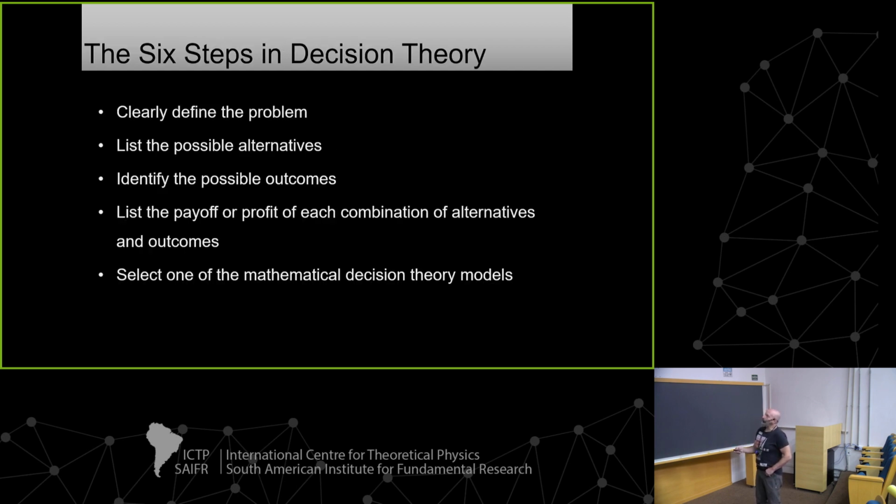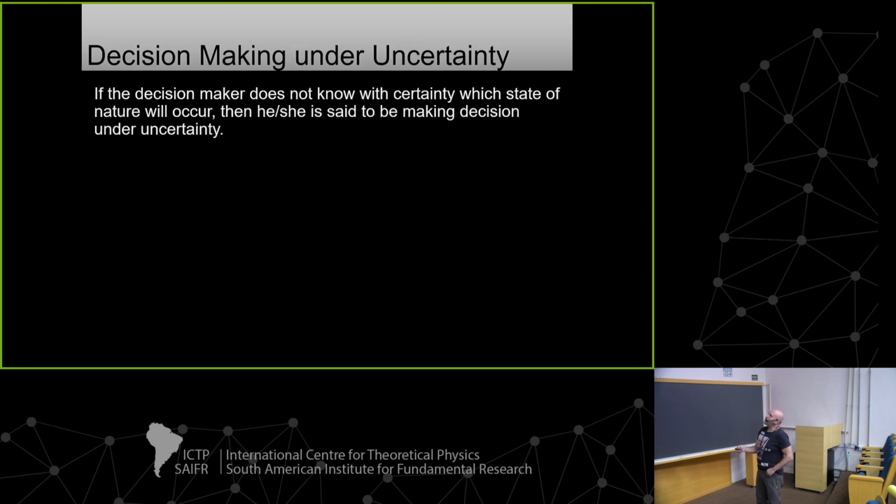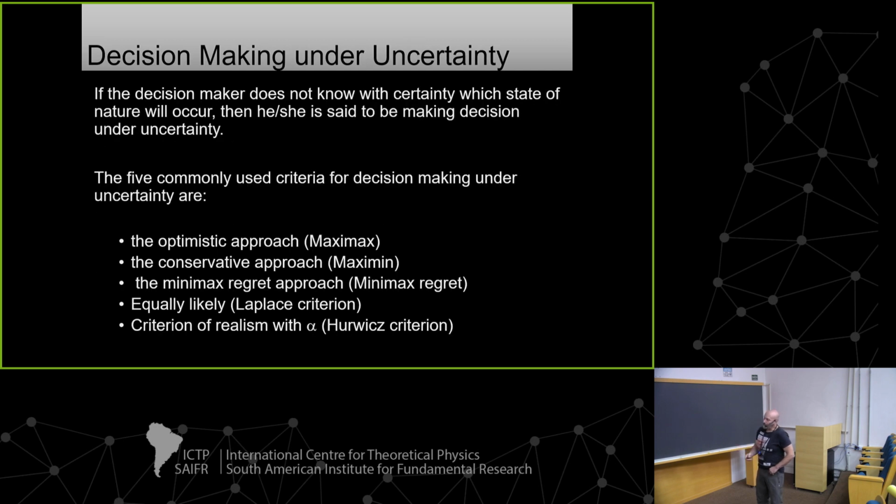So if the decision maker does not know with certainty which state of nature will occur, then he or she is said to be making a decision under uncertainty. This is something we have already mentioned. Now, let's go to the five commonly used criteria for decision making under risk. Instead of uncertainty, I will use the word risk here.